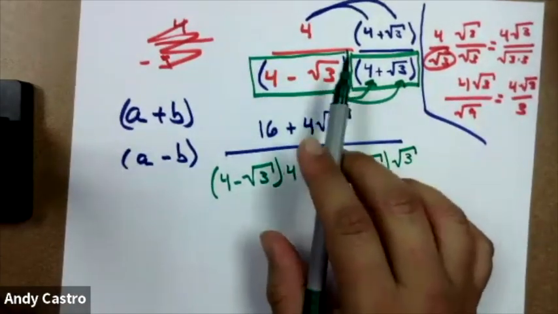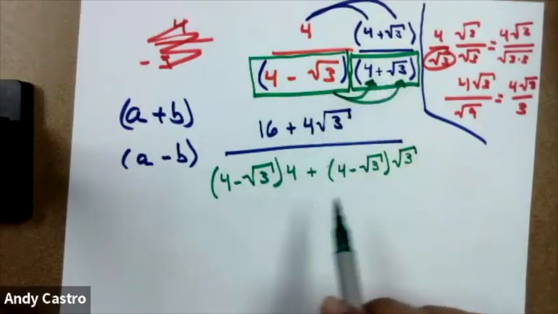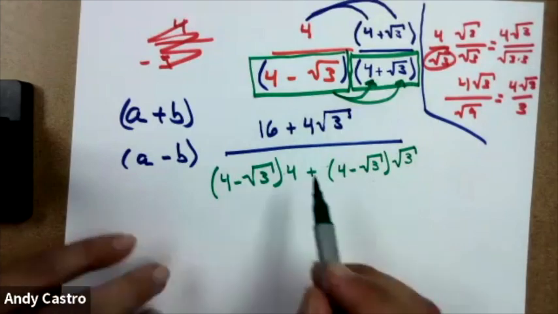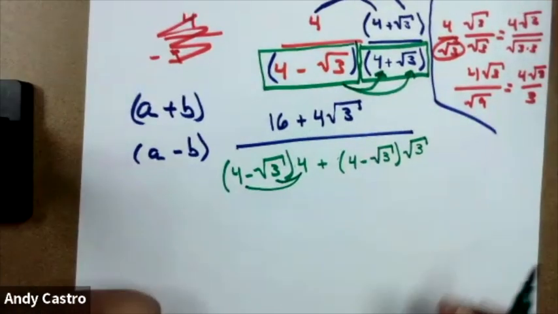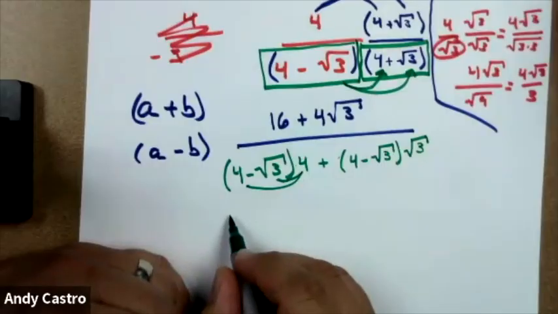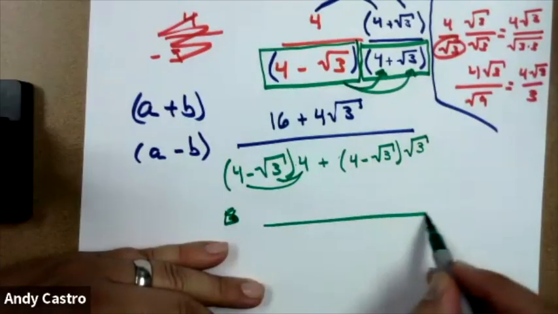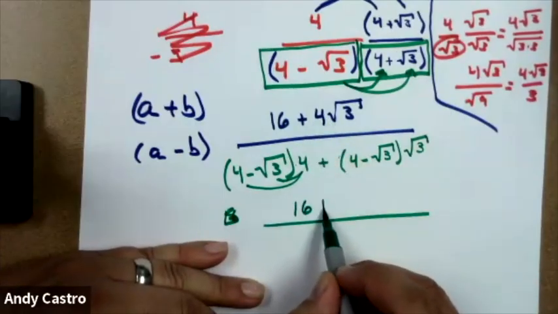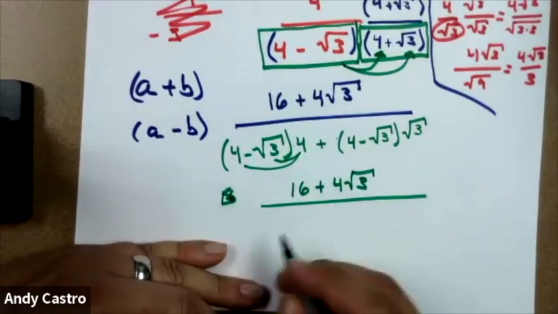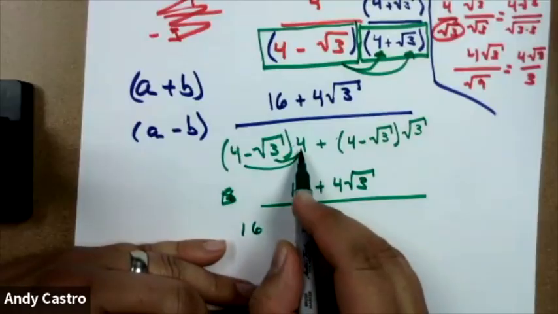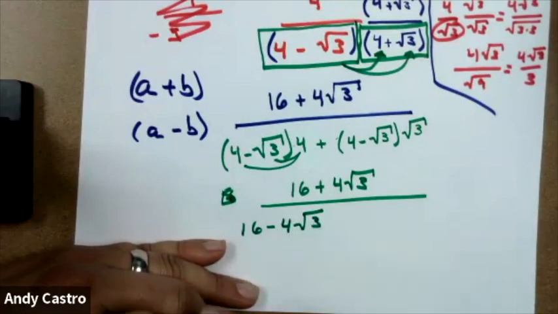Okay, so all I've done is take this first binomial and distribute over addition here, and I've gotten this. Now I'm going to distribute again, the 4 to the 4 and the 4 to the negative root 3. So 4 times 4 is 16. Whoops, let me rewrite this whole thing. On the numerator, I have 16 plus 4 root 3. Okay, 4 times 4 is 16. 4 times negative root 3 is negative 4 root 3.